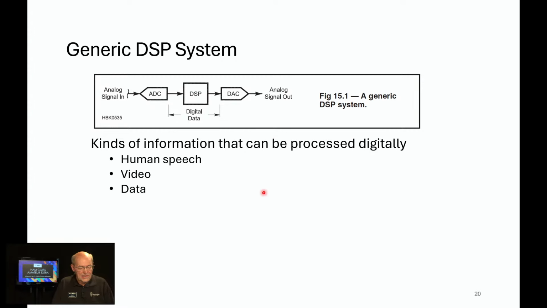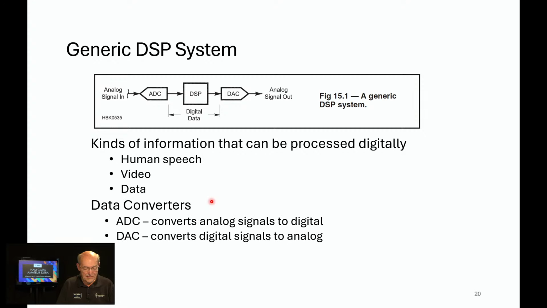So what kind of information can be processed? Well, just about anything. You know, look at this list and much more. And for our alphabet soup, ADC converts analog to digital conversion, and DAC converts it back. This is just all background.